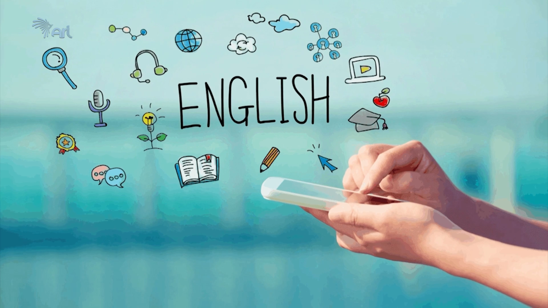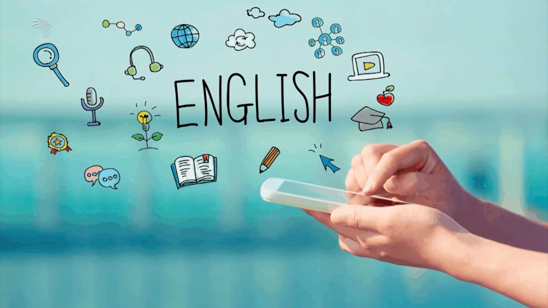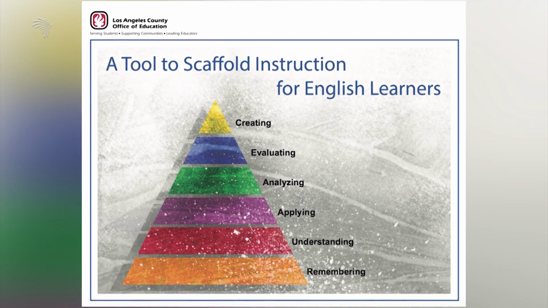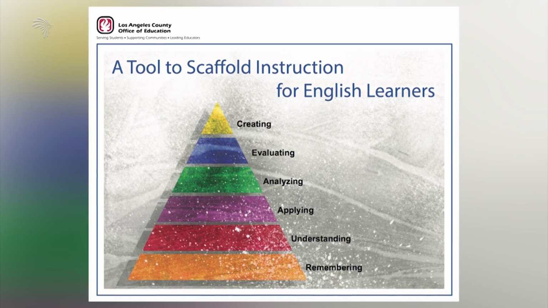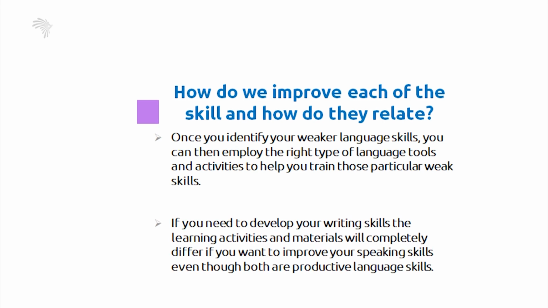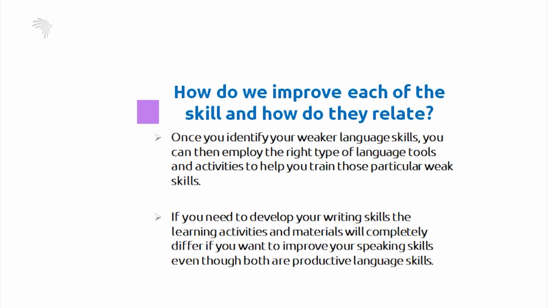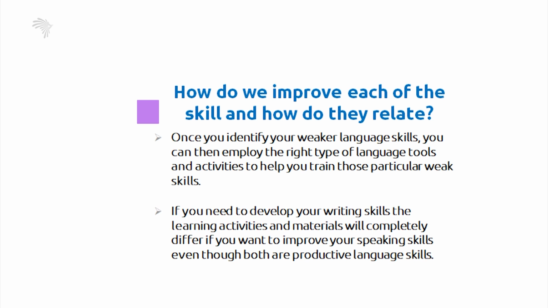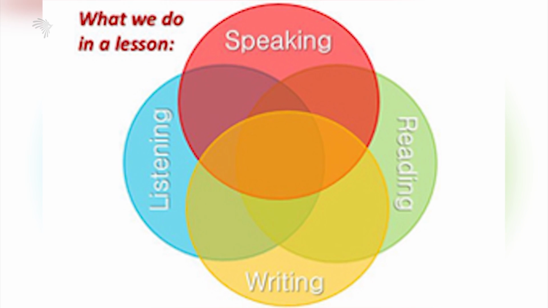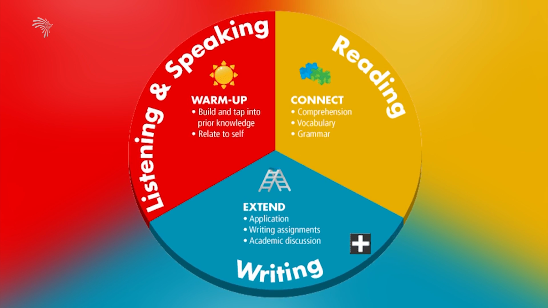skills equally. Once you identify your weaker or stronger language skills, you can then employ the right type of language tools and activities to help you train those particular weak skills. If you need to develop your writing skills, the learning activities and materials will completely differ from those for improving your speaking skills, even though both of them are productive language skills. This suggests that there can be different approaches to improving your language skill.